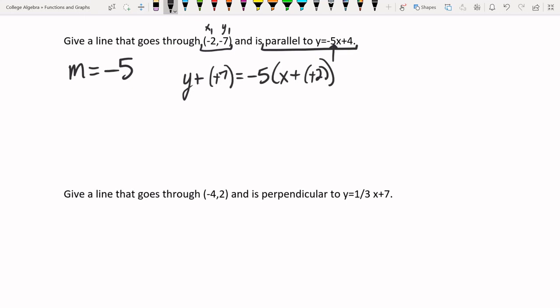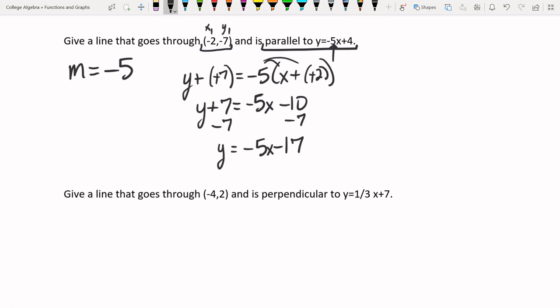Those cancel, and I'll distribute the -5. Give me y plus 7 equals -5x minus 10. Now I subtract 7. y equals -5x minus 17. And that is a line that goes through this point and is parallel to this line. Okay.